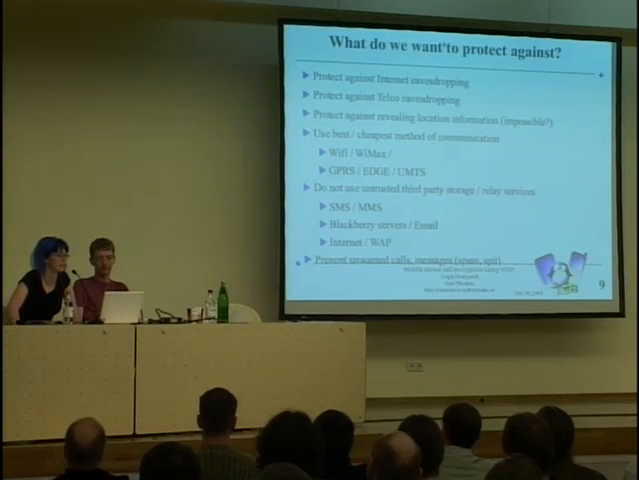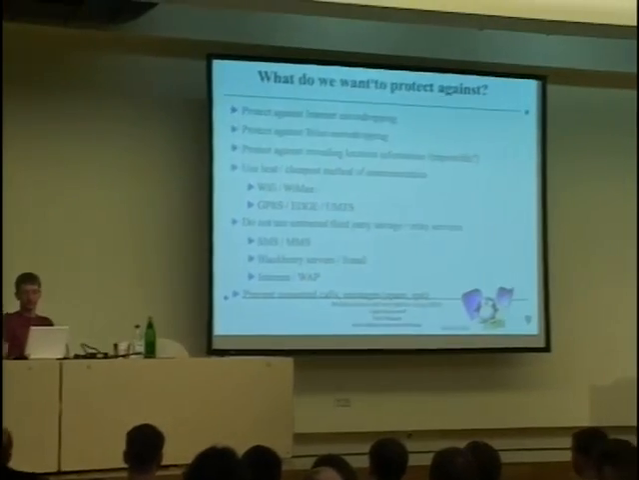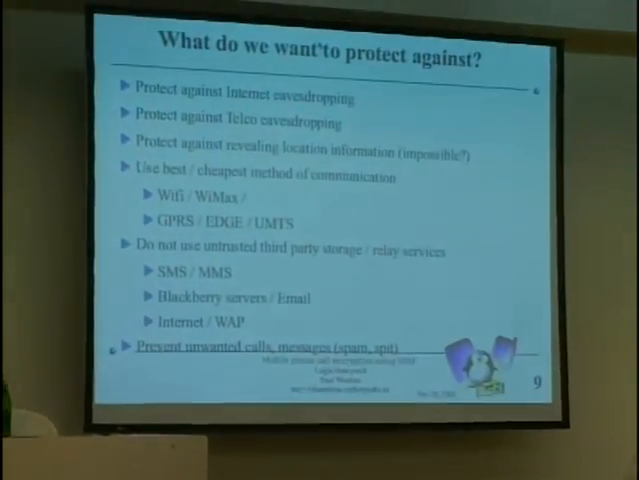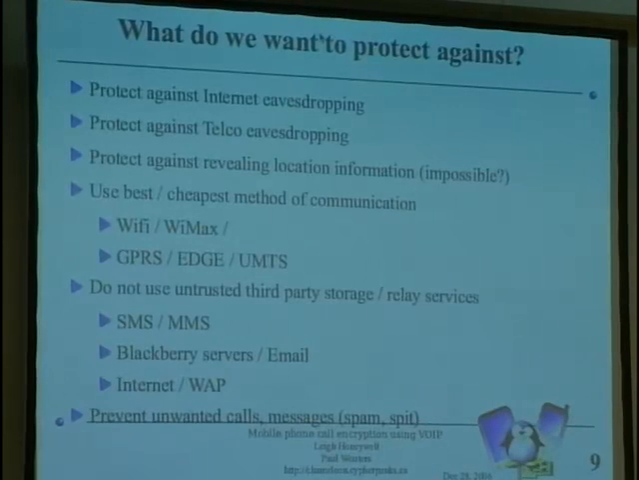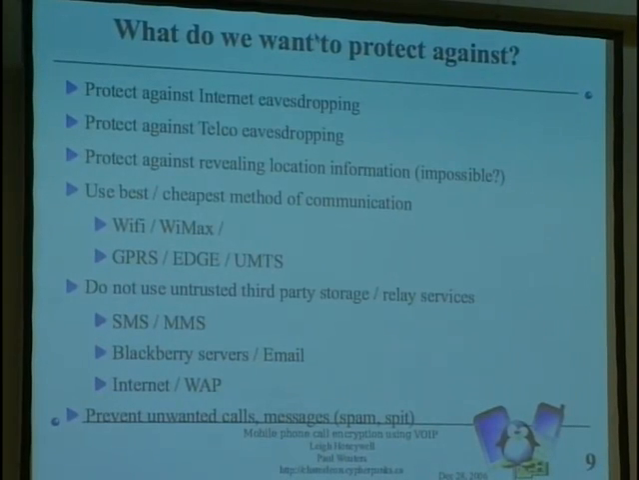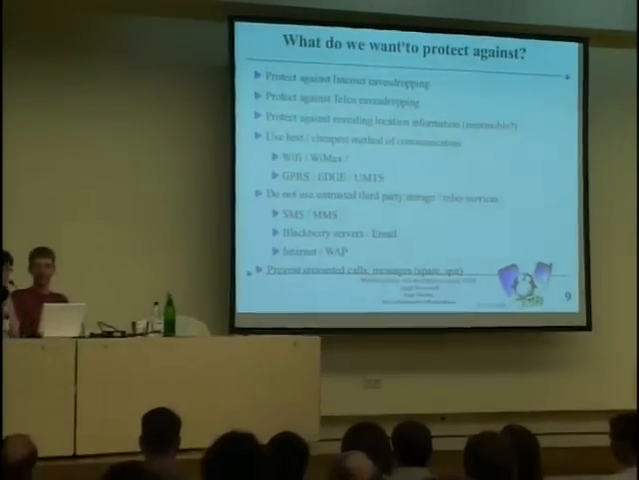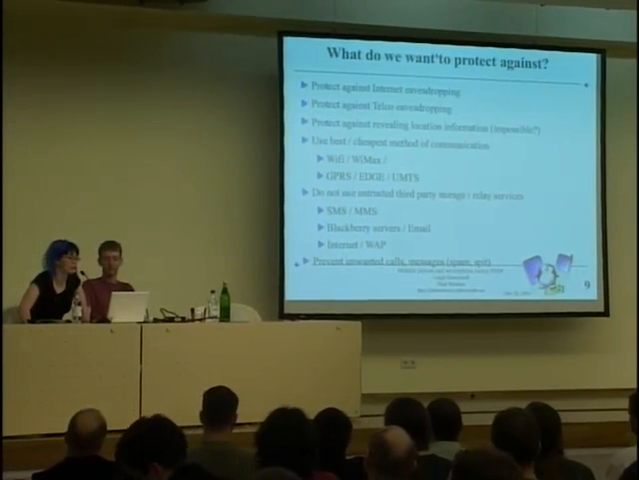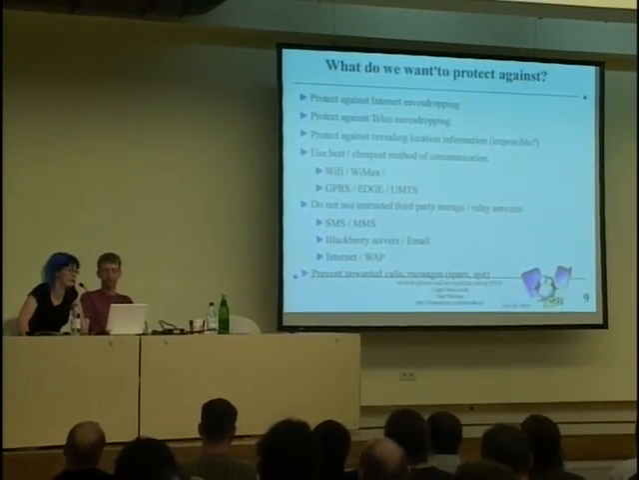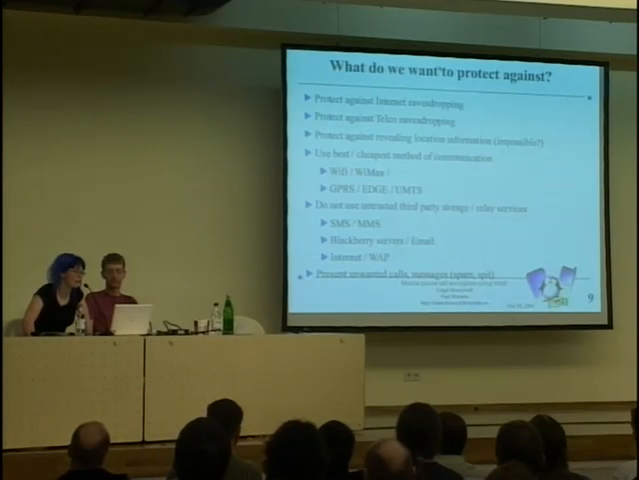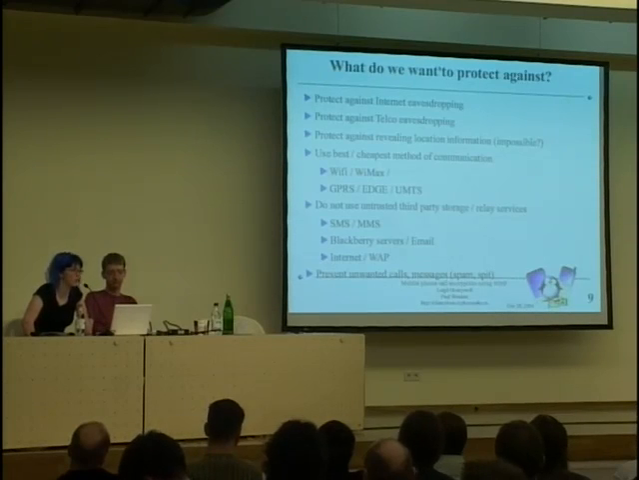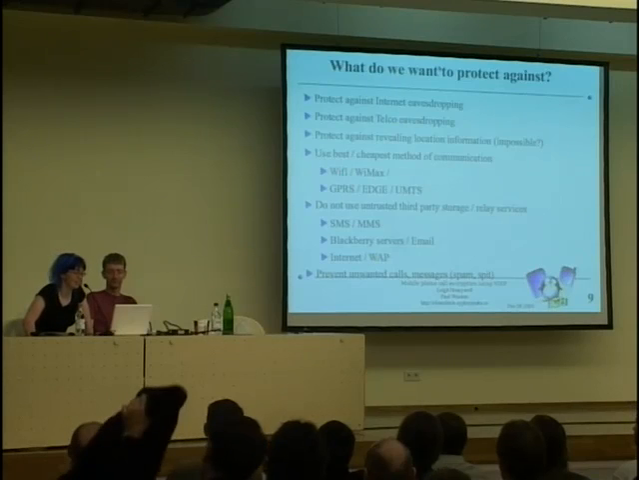So who do we want to protect against? I've gone over a lot of this already. It's internet eavesdropping, telco eavesdropping, revealing location information. I was talking to one of the guys from the EFF yesterday who's working on something around this, but we didn't go into this at all. You're on a cell phone. Within a couple of feet, they know where you are. As for the best, cheapest method of communication, if Wi-Fi or WiMAX is available, you want to use that. And if it's not, you drop to GPRS, Edge, UMTS, getting more expensive, in some places less so, in some places more so than others. In Canada, it's $100 for 100 megs. And that's the best you can get.